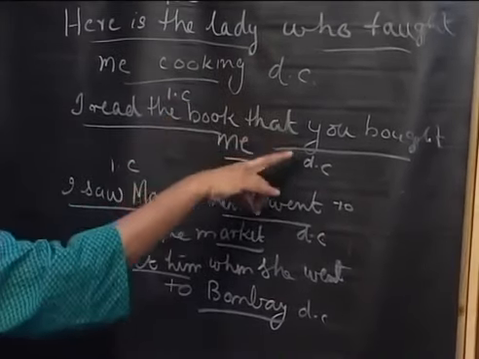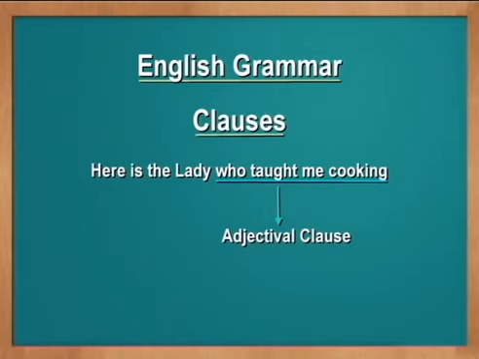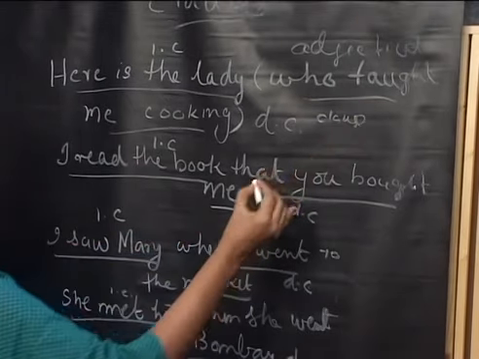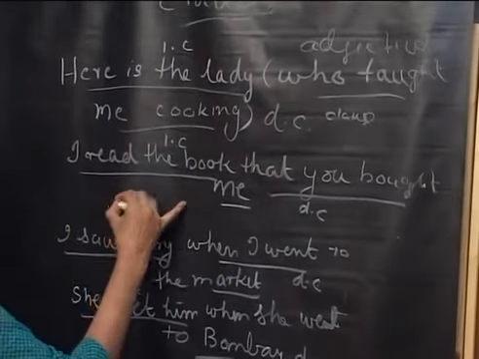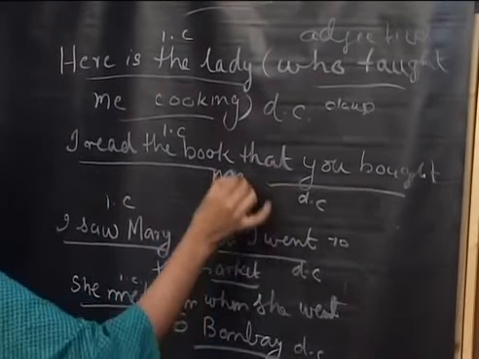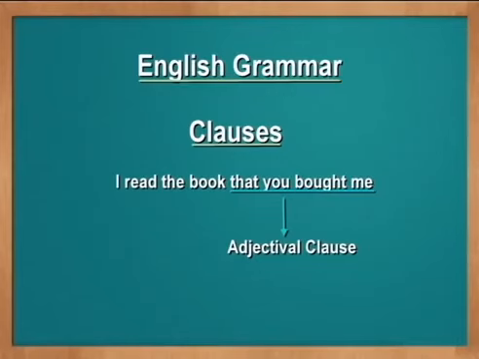Here, in the first two, "who taught me cooking" describes the lady. Hence, this functions as an adjective. So, we call it an adjectival clause. Here, I read the book that you bought me. "That you bought me" is a clause that describes the book. Hence, this is also an adjectival clause.